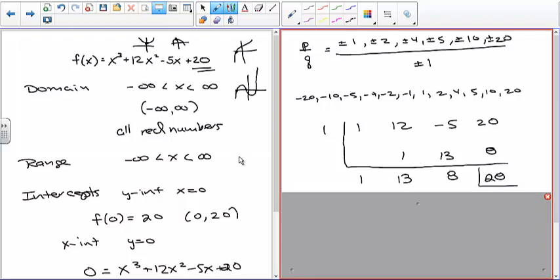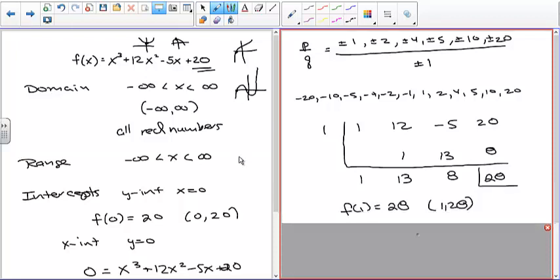So if you use synthetic division, here are the coefficients of the polynomial. Here's the 0 that I'm trying out, 1. So you bring this down. 1 times 1 is 1. 12 plus 1 is 13. 1 times 13 is 13. 13 minus 5 is 8. 1 times 8 is 8. 20 plus 8 is 28. So what you're looking for to find zeros is that this remainder is 0. But it's not completely wasted time because we know that the value of the function at x equals 1 is 28. So we do have a point, 1, 28. How useful that is in helping us, I don't know yet.